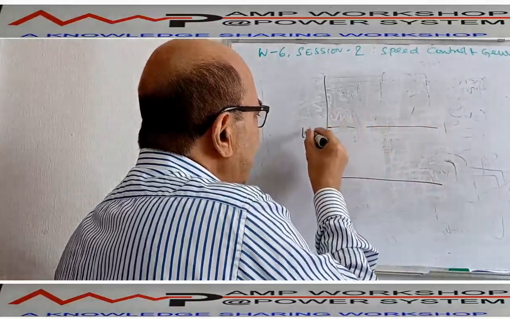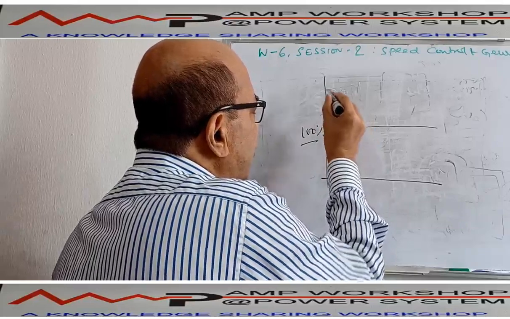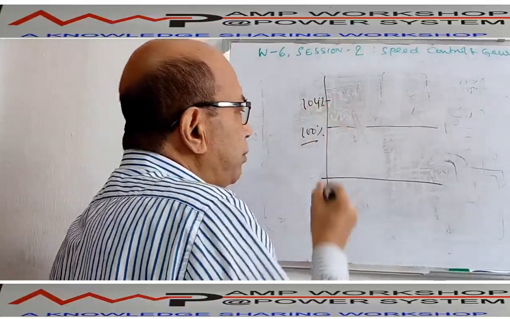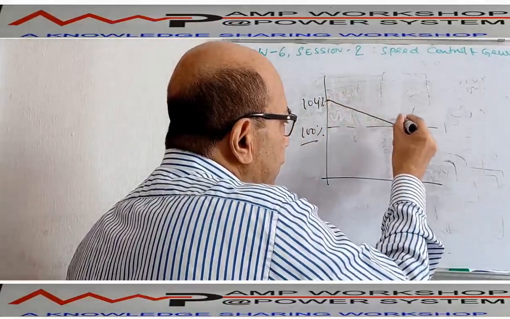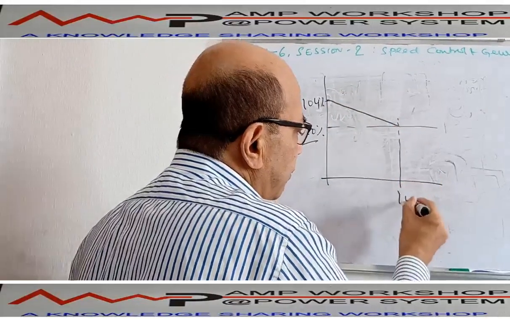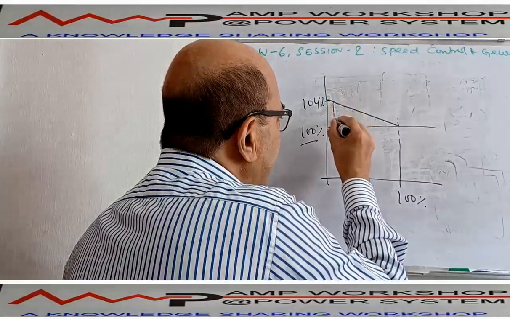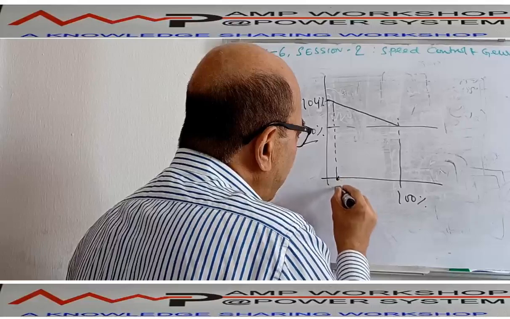Suppose this is 100% speed, okay, 100% speed. And suppose this is Droop, 104%, you can say 104% speed. So now the machine operation will be like this. This is 100% load, okay, and this is the ideal operation.